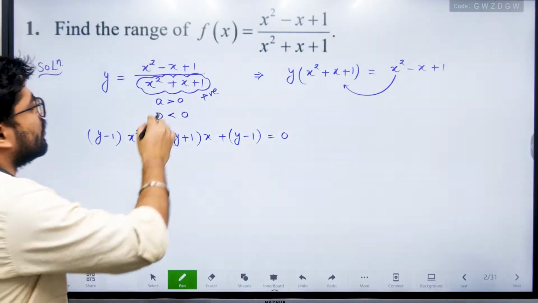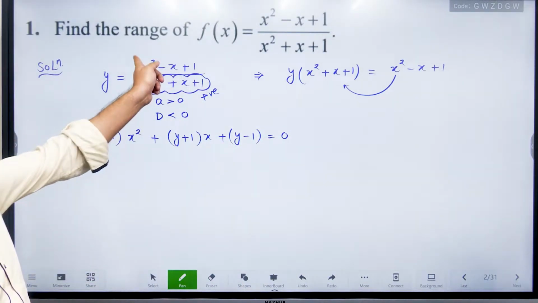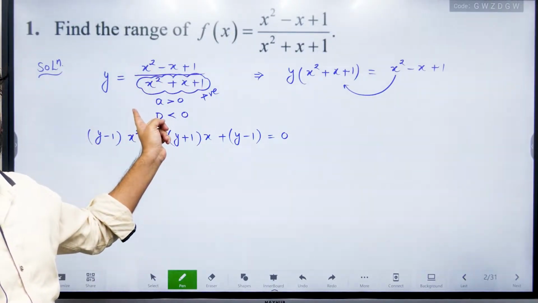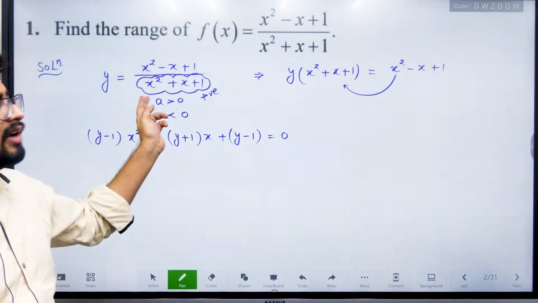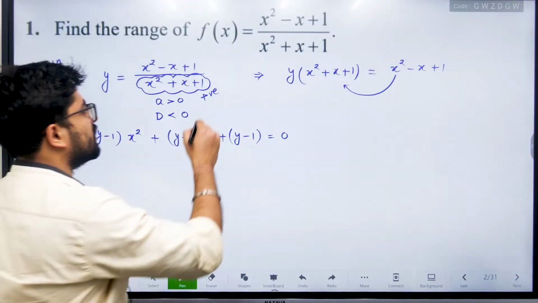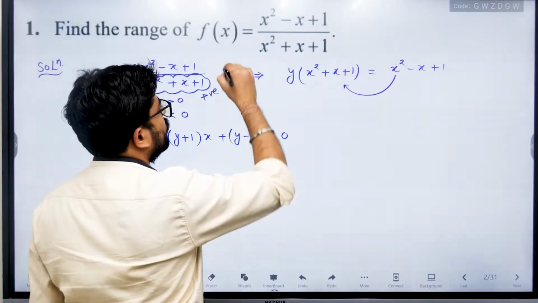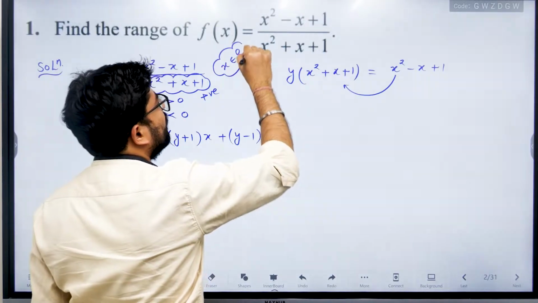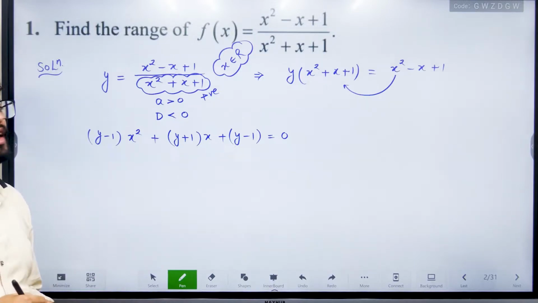Got it? So if you observe, the domain is what? If you calculate the domain, it is the values of x for which the function is real valued. So you have to remove all the values where the denominator is 0. The denominator is always positive, so the domain is all real numbers. x can take any real value.